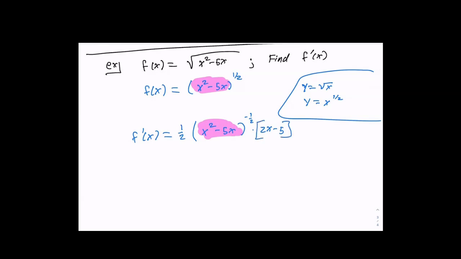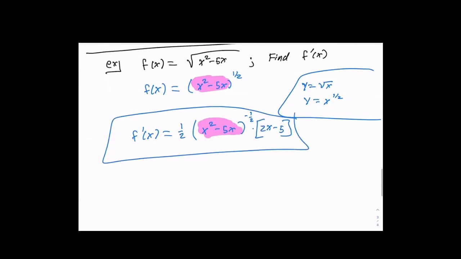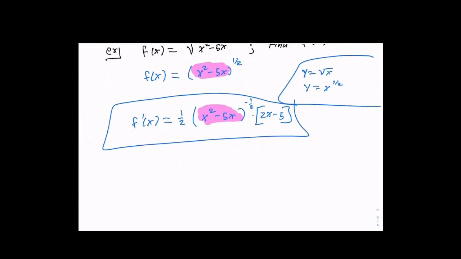2x minus 5 times the, and that's in parentheses, because the 2x minus 5 needs to be attached to what we took the derivative of. And that's the answer. Of course, I might need to rewrite the answer and do some cleaning up.